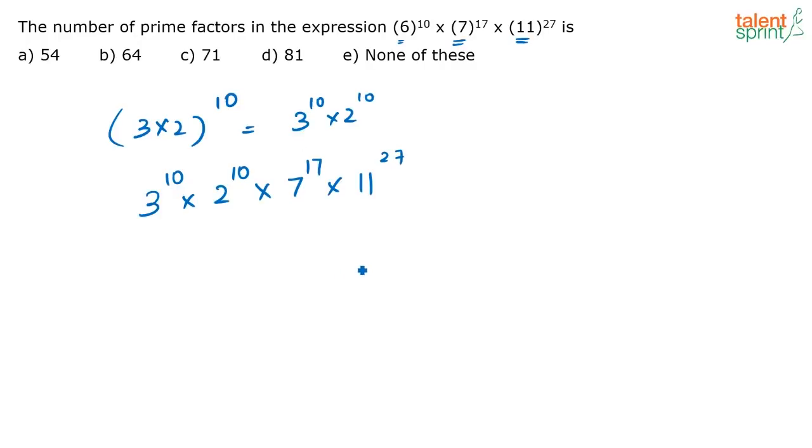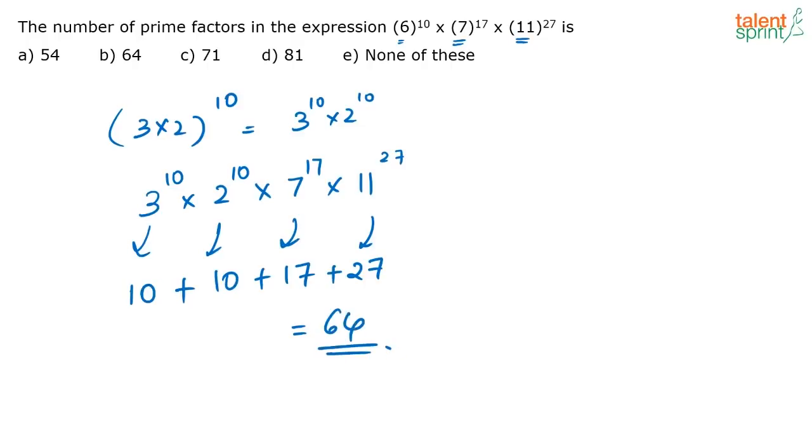Now the number of prime factors that are there is, see, 3 is a prime factor which is appearing 10 times. So there are 10 prime factors here, correct? Similarly 2 is also appearing 10 times, then 17 times, 27 times. So the total number of prime factors is 10 plus 10 plus 17 plus 27. So the answer is what? 17 plus 27 is going to be 44. 44 plus 10, 54, 54 plus 10, 64. Correct answer here is option B, 64.